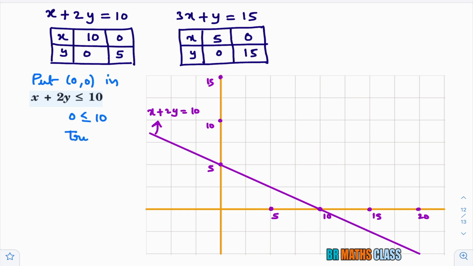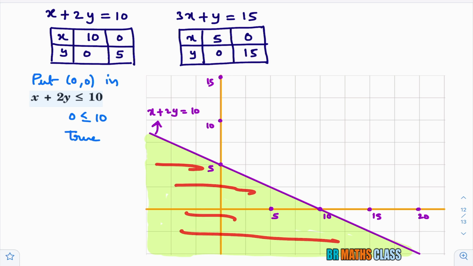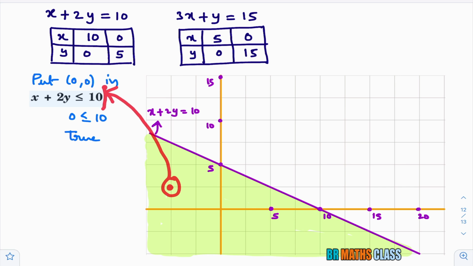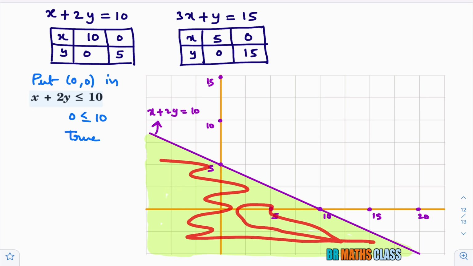So you got true. As this is the fifth problem, you can understand which side to shade, why we are shading, right? So which side to shade? We need to shade origin side. What is this shaded part? This shaded part is the solution of this inequality. That means if you take any point anywhere, suppose if I take this point and substitute in this inequality, it satisfies. That means this point is a solution of this inequality. Like that, in the shaded region, you take a point anywhere, substitute in this inequality, it satisfies because that is the solution of this inequality.